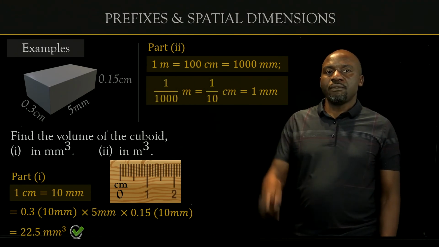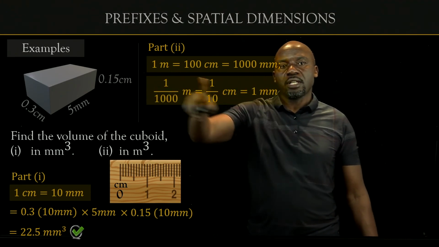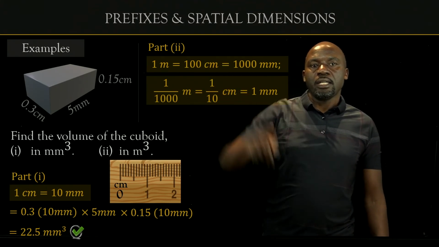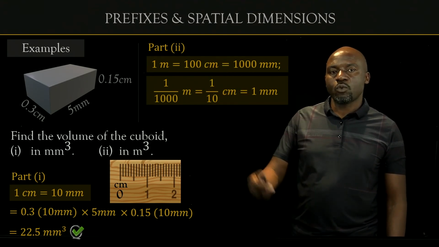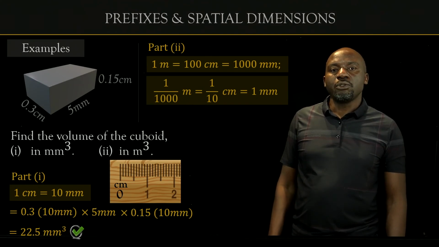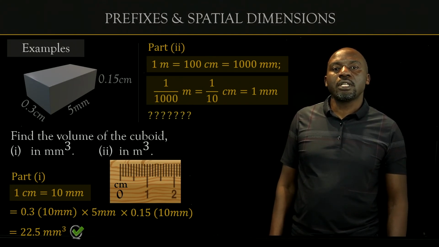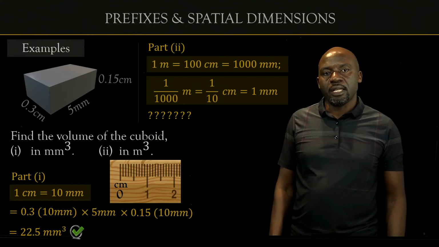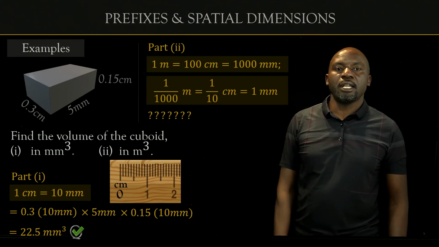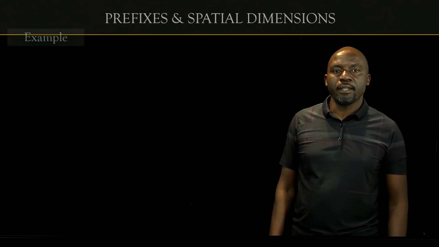If you go backwards, divide everything by 1000, then you end up with 1 millimeter here is the same as 1 over 10 centimeters, is the same as 1 over 1000 meters. So you can work with that to see what that volume is in cubic meters. Please try it out and let's see what you end up with.